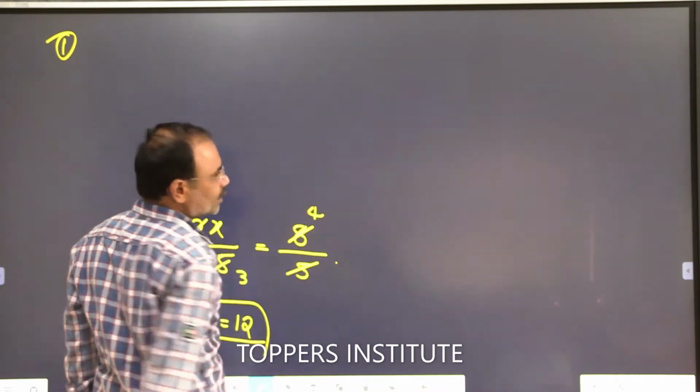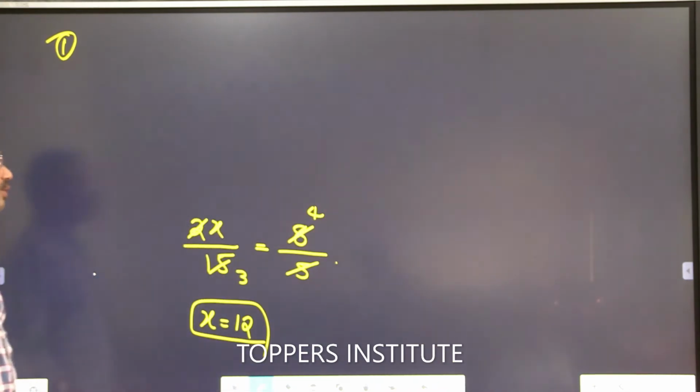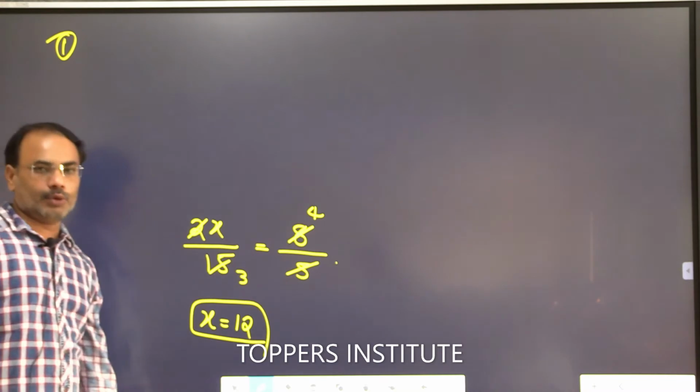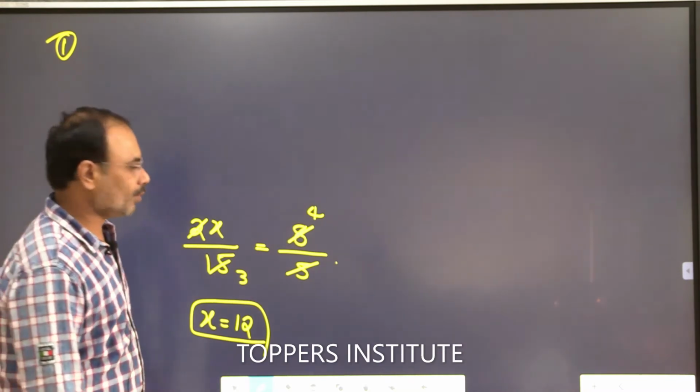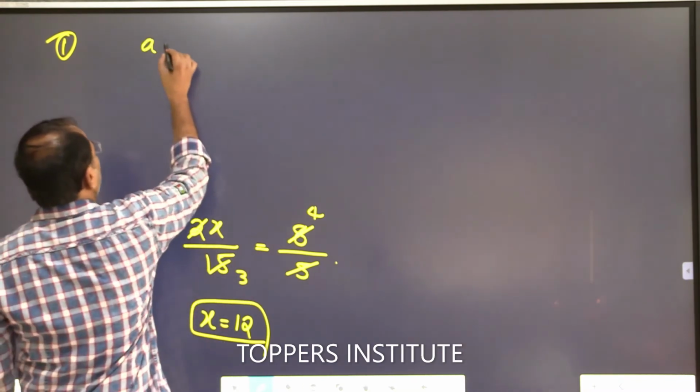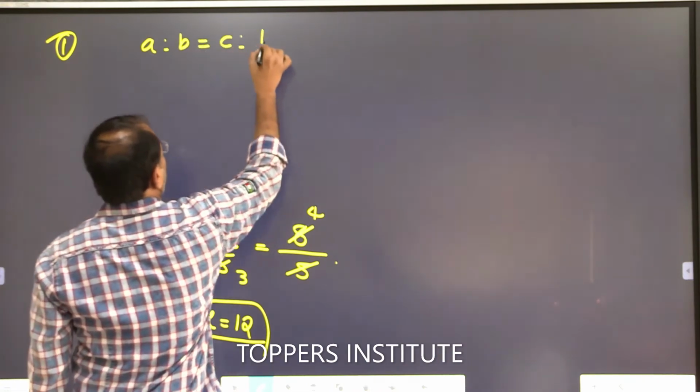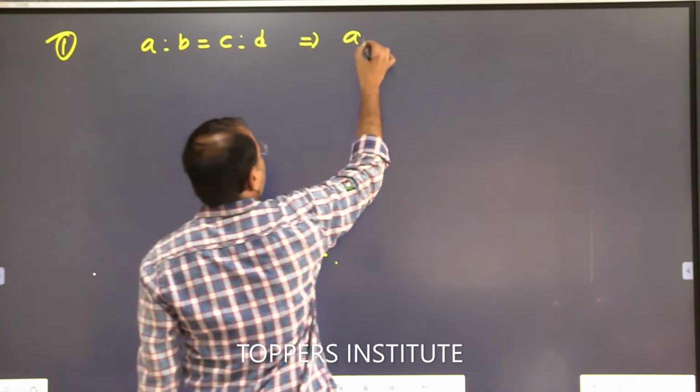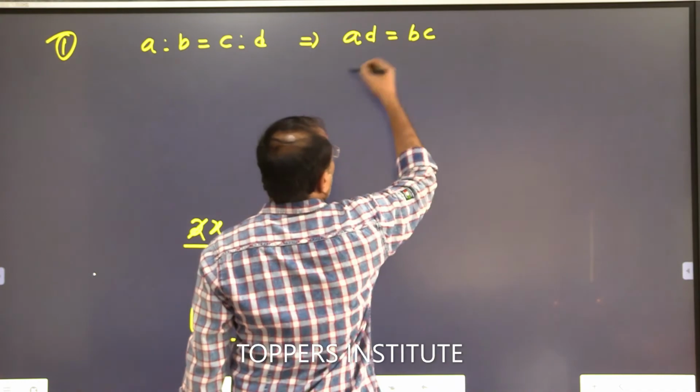Equality of two ratios is called proportion. Equality of two ratios is called proportion. If A is to B is equal to C is to D, then you can write AD is equal to BC. This is called proportional theorem.